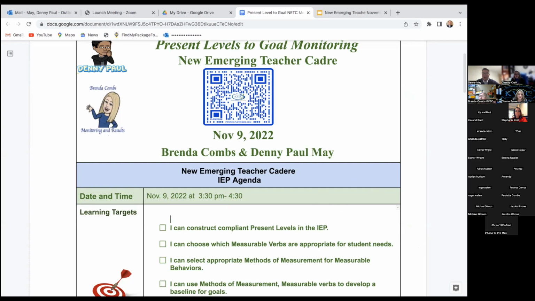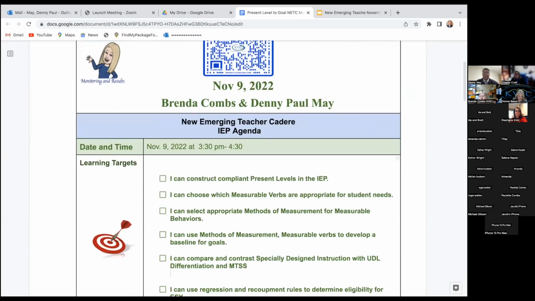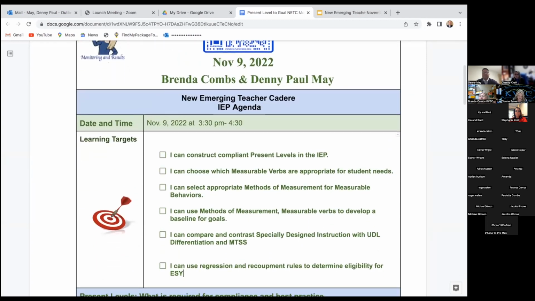The first thing that we're going to point out is that on this interactive agenda, we have some targets that we would like to set. We're going to look at constructing a compliant present level today. We're going to look at measurable verbs and what's entailed there, and how measurable verbs and proper compliance with present levels and setting of the baseline work with the method of measurement, and how that's also going to make sure that you have a compliant IEP, one that's quantifiable, one you can measure, one you can count.